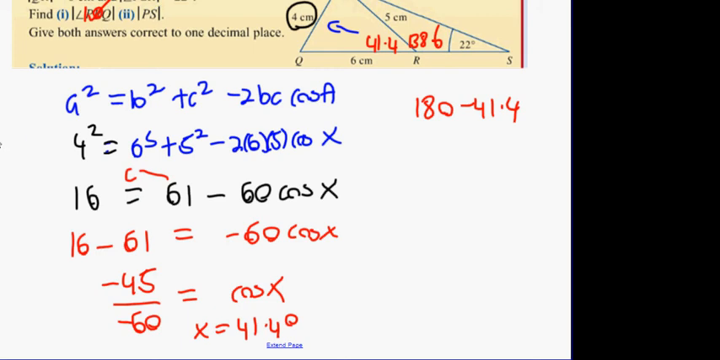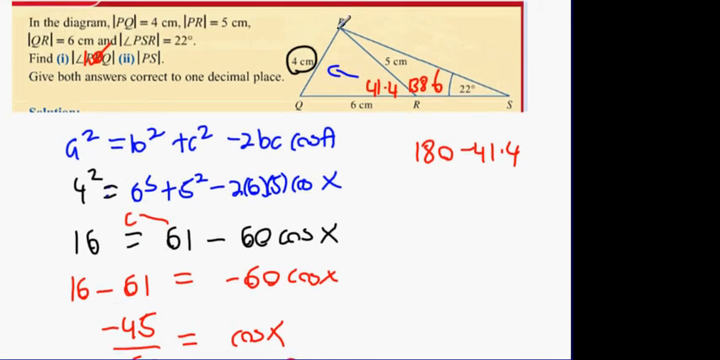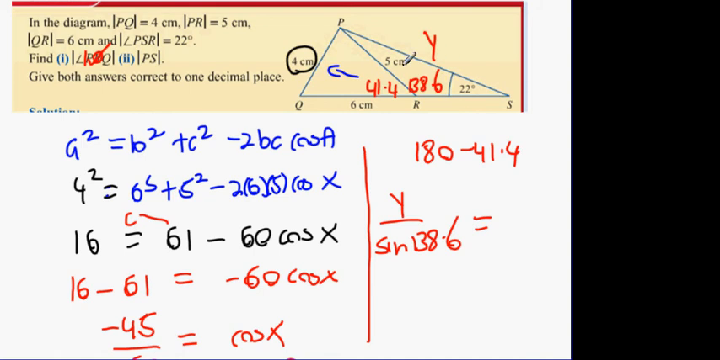We're now going to do PS. PS is basically, we're going to use the sine rule, okay? Now, to use the sine rule, you need to get what you're looking for. Call PS, let's call it Y. Y divided by sine 138.6 equals 5 divided by sine 22.